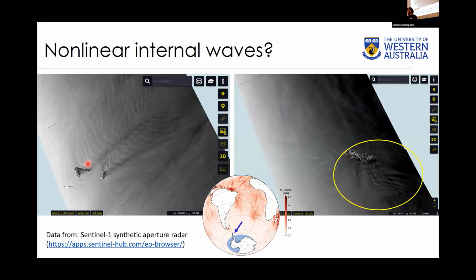This was another example where, again, you're seeing these lee waves forming behind these islands. In this case, you see what I've called a dipole eddy, where you get water going this way and this way, which could also be topographically influenced as well.